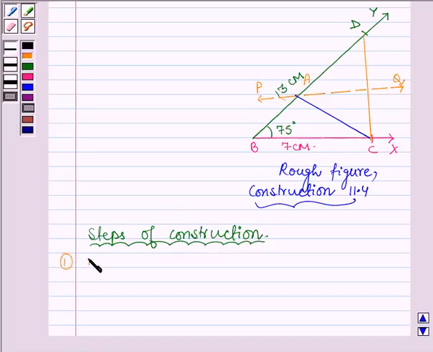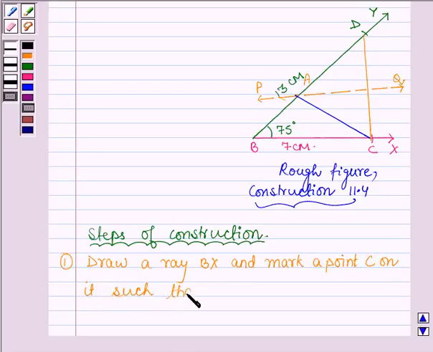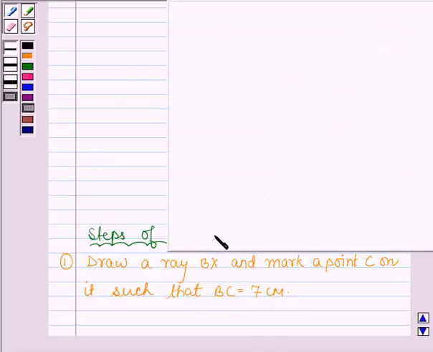First we shall draw a ray BX and mark a point C on it such that BC is equal to 7 cm. First we have drawn a ray BX. Now we shall mark a point C on it such that BC is equal to 7 cm with the help of a compass. So this is 7 cm.